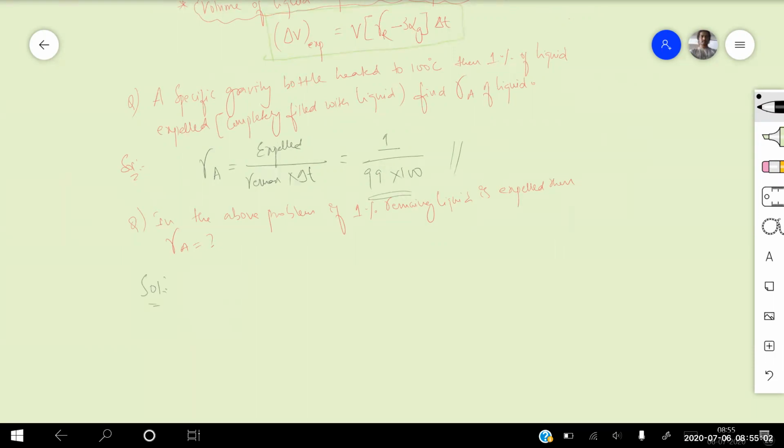If in the above problem 1% of remaining liquid is expelled, and the remaining is, say for example, X, so expelled will become X by 100. So gamma apparent will become expelled, which is X by 100, divided by X into 100. So that will become, X gets cancelled, 10 to the power of minus 4 per degree centigrade.